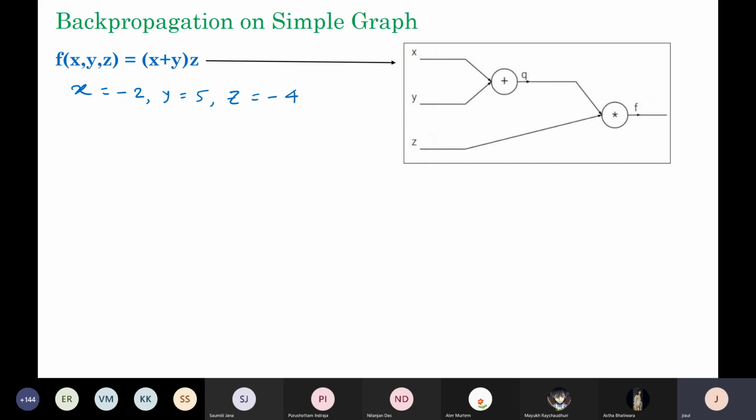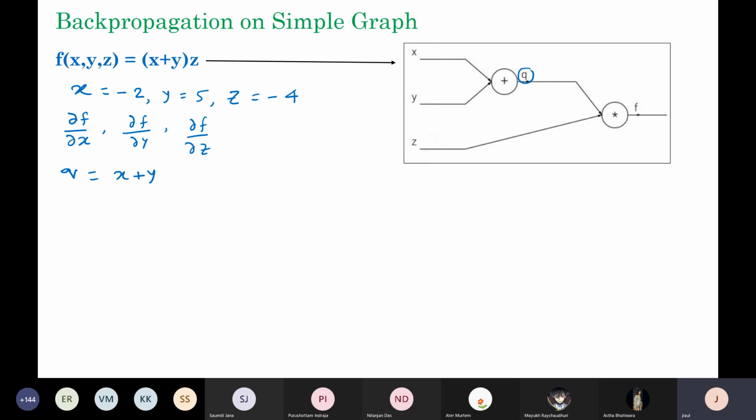My end goal is, at this particular point, to compute these three quantities: del f by del x, del f by del y, and del f by del z, because I have three variables in this function. If you look at this expression carefully, q here is nothing but x plus y, because that is the intermediate computation happening.